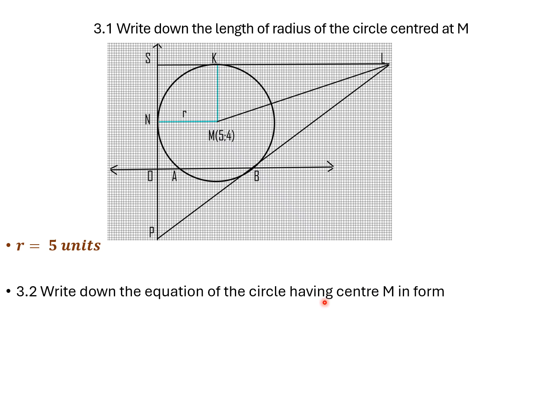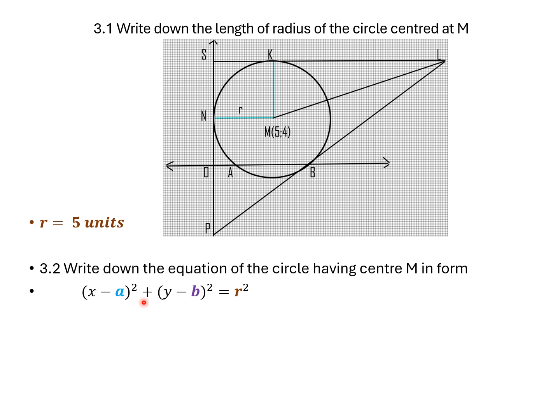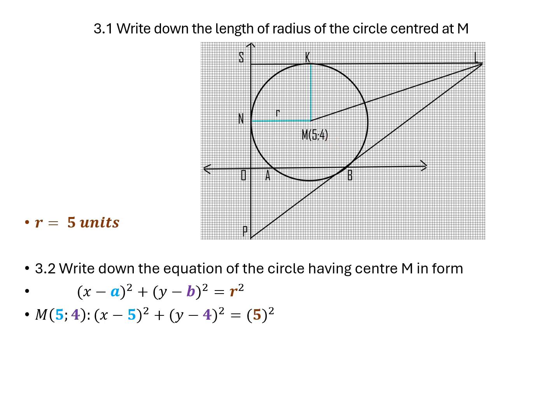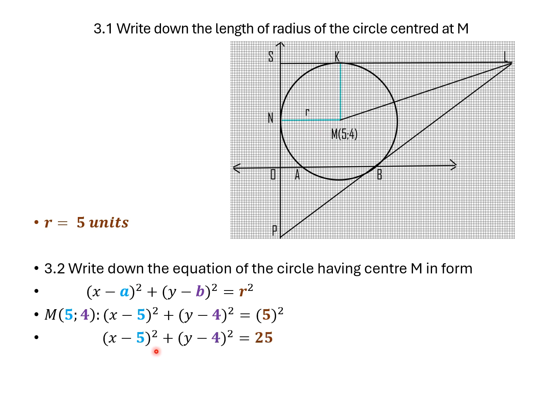3.2, write down the equation of the circle having center M in the form (x minus a) squared plus (y minus b) squared equals r squared. So r we know is 5, so that's 5 squared, 25. The center is (5, 4), so we substitute: (x minus 5) squared plus (y minus 4) squared equals 5 squared, which is 25. So there we have the equation of the circle centered at M.